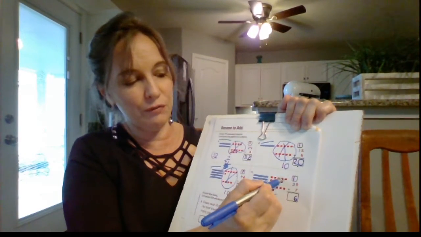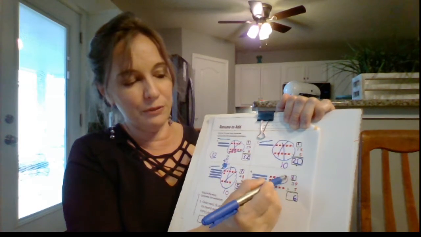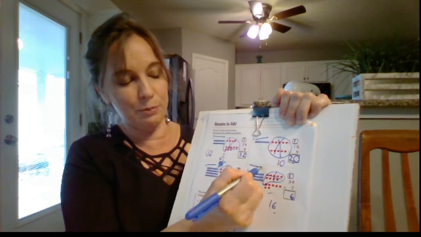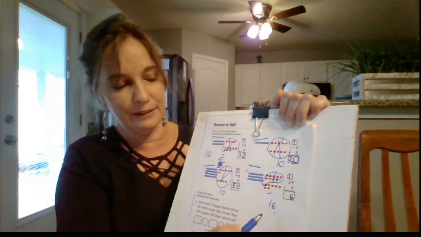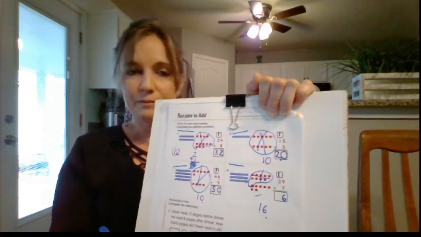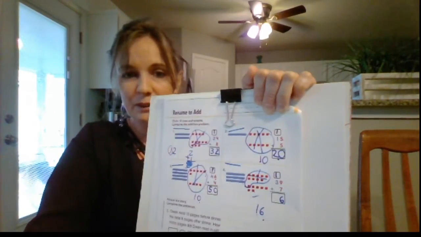1, 2, 3, 4, 5, 6, 7, 8, 9, 10. Circle that group of 10. Mark it out and add another group of 10 up here, a stick of 10. Now how many are left? 1, 2, 3, 4, 5, 6. There's 6 ones left. That's why we put a 6 in the ones place.